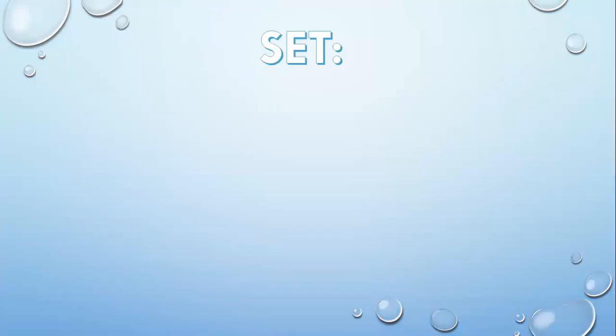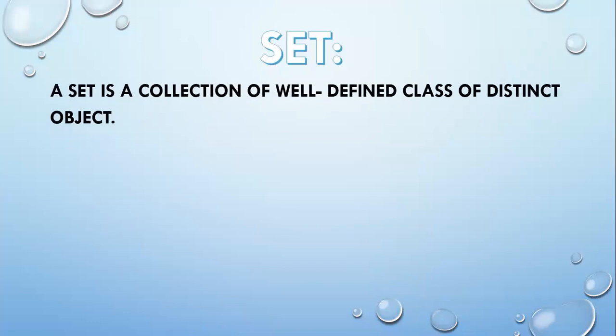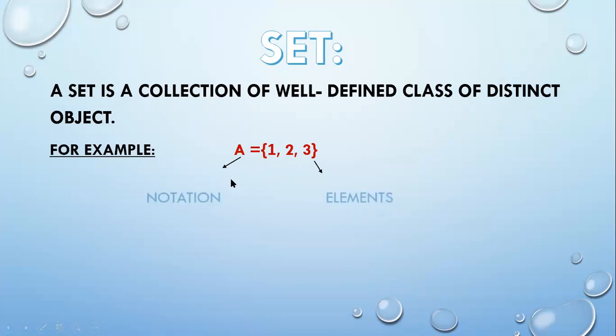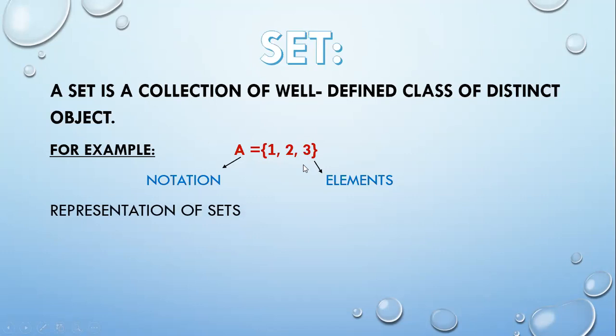how can we define a set? A set is a collection of well-defined, distinct objects, right? For example, capital A is equal to {1, 2, 3}, where capital A is called the notation and 1, 2, 3 are called the elements. It must be enclosed within curly brackets and separated by commas. This is one way of set representation. This is called the tabular method.